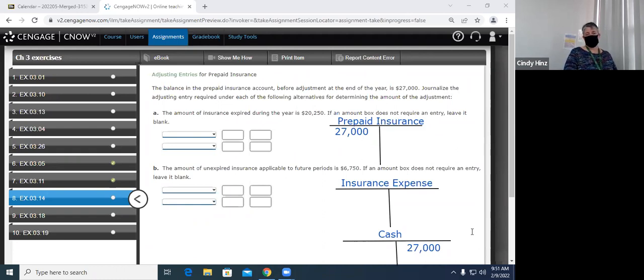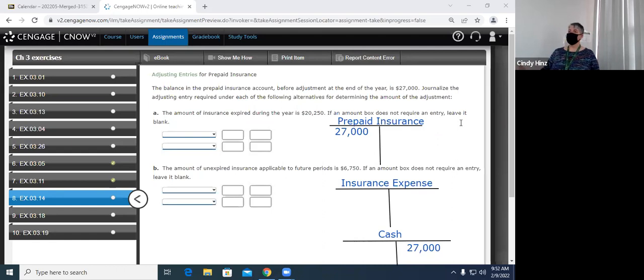So this is where we are at the end of the accounting period. We have $27,000 showing in the asset prepaid insurance. And we look at that and say, do we really still have $27,000 worth of insurance that hasn't lapsed, that hasn't been for prior periods? How much of that was for this year, for this period? And letter A says, the amount of insurance expired during the year is $20,250. When they give you the information like that, be very careful that you read what they are actually telling us here. That's the part we don't have anymore.